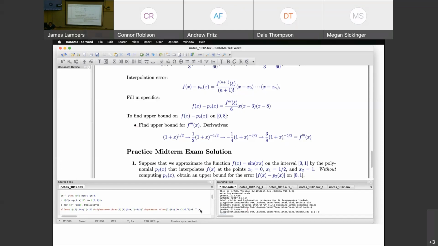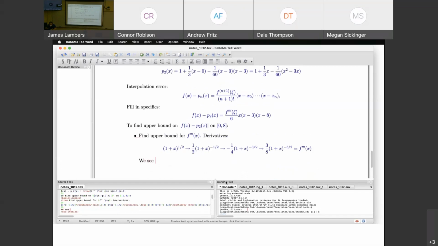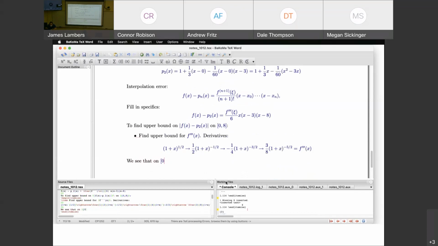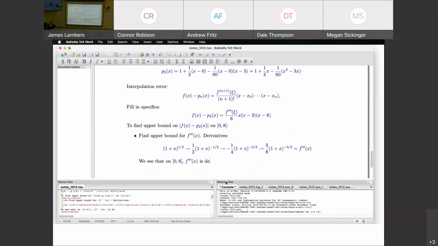Okay. Now, this is 1 plus x to a negative power. So what we can conclude here is that on the interval 0 to 8, f triple prime is decreasing, because we have a negative power of 1 plus x. So the maximum, and it's always positive too, so the maximum is 3/8. So that is the upper bound for this part.